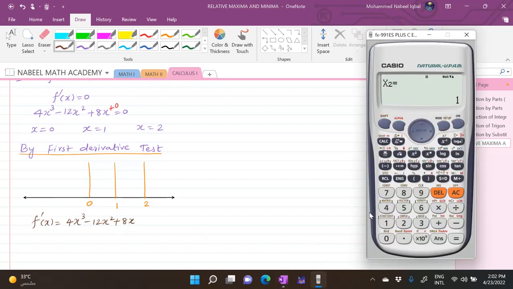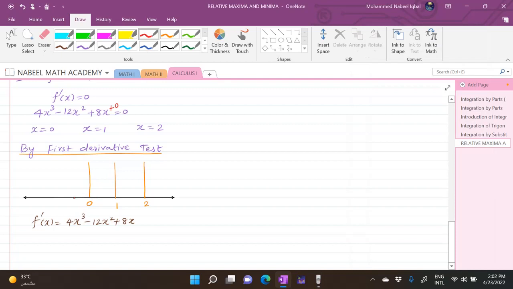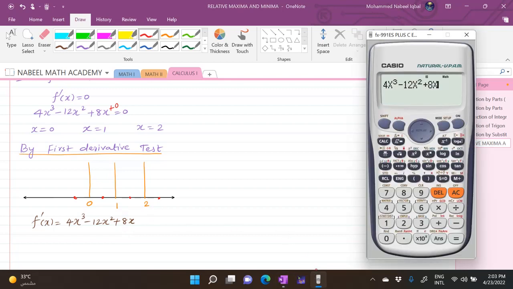Now I just fix this equation in the calculator. If you want to reset the mode, just press mode and 1, so equation mode will be cleared. Now I have to enter x power 3, then minus 12x power 2, plus 8x. After that I have to check the neighboring points of 0, of 1, and of 2.